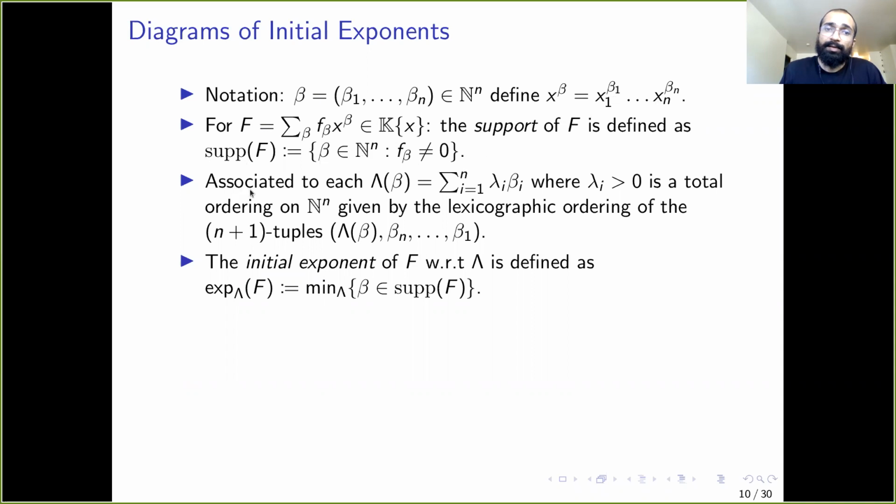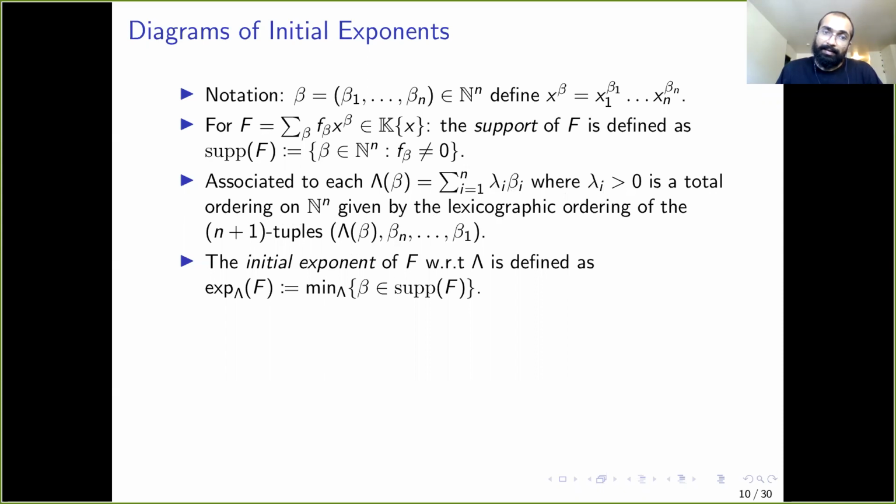And now associated to each positive linear form, lambda of beta, that's just the sum from i equal to 1 through n of lambda i beta i, where these lambda i are just positive real numbers, is a total ordering on the set of n tuples of integers that's given by the lexicographic ordering of the n plus 1 tuples, where lambda of beta appears in the first place and beta n through beta 1 appear in the last n places.